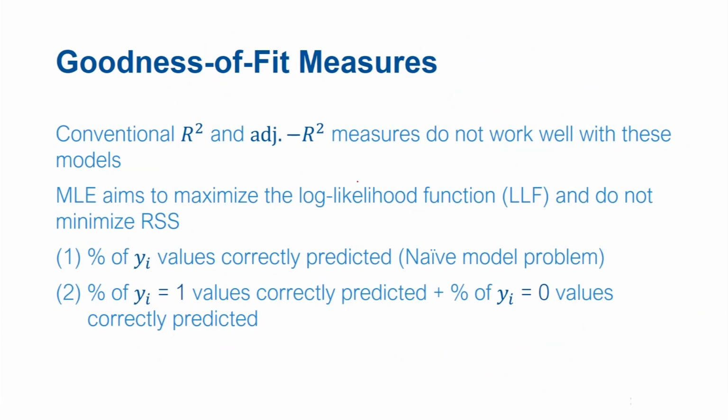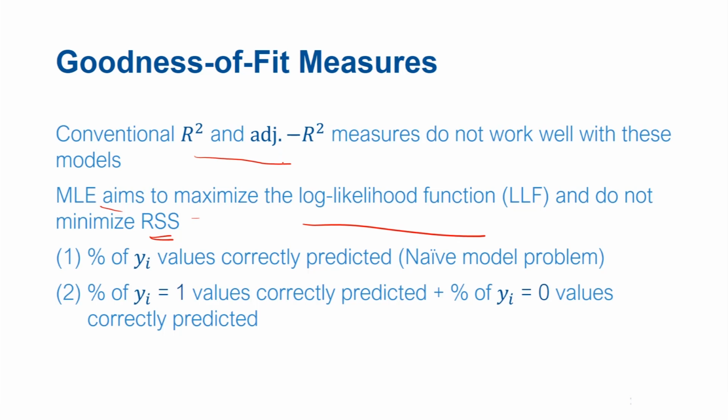In the last part of this video, we'll summarize the goodness of fit measures that are more useful for the Logit Probit class of models. Remember, the conventional R-square and adjusted R-square measures do not work well with the Logit and Probit class of models for the simple reason that, unlike OLS, ordinary least squares regression, where we minimize the residual sum of squares, RSS, of the error terms, MLE aims to maximize the log likelihood function that we just discussed, which is the joint probability maximization. And therefore, the conventional R-square and adjusted R-square measures do not work well.